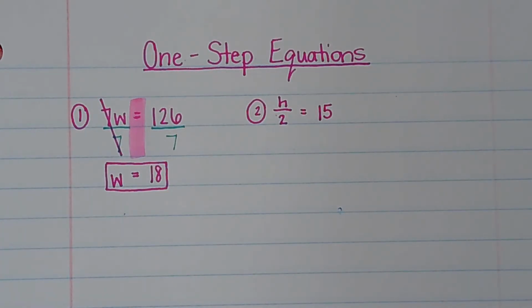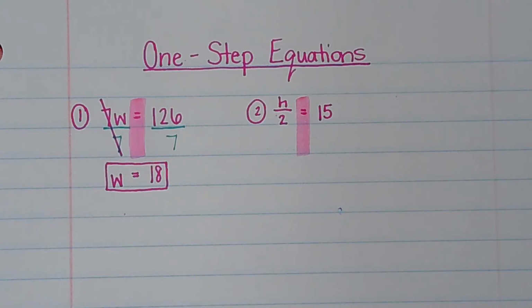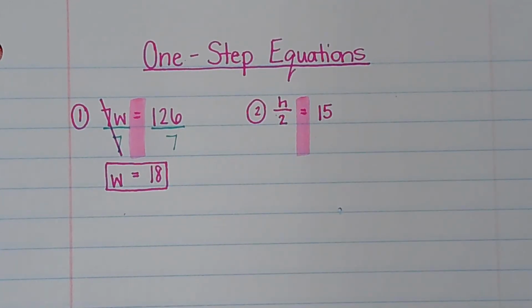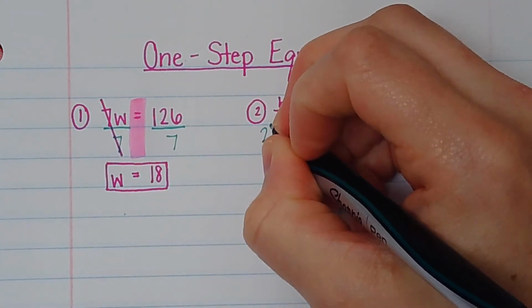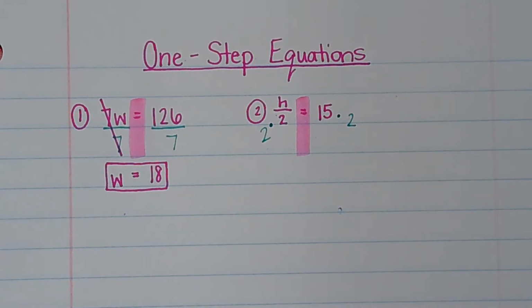Okay, let me draw my wall. All right, I only care about this side because this is where my variable is. Remember, I want to get rid of whatever's with the variable, okay? So I need to get rid of this divided by 2. How do you get rid of a divided by 2? You have to multiply by 2. Whatever you do to one side, you have to do to the other side, okay?